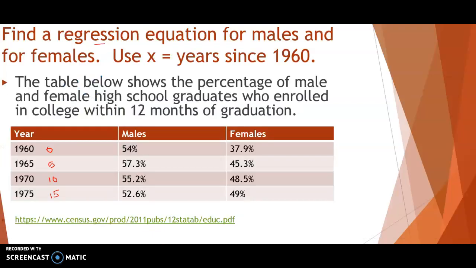So in my PowerPoint, that was the data for males. So our formula for males is y equals negative 0.126x plus 55.72.